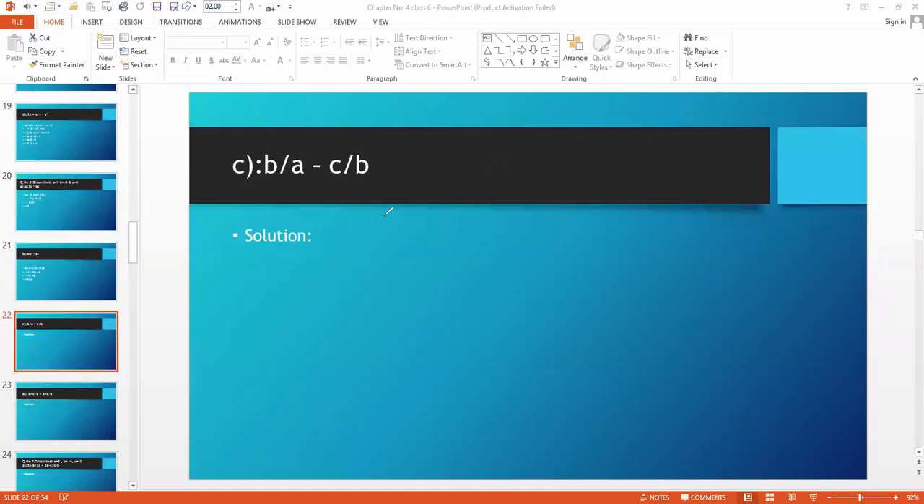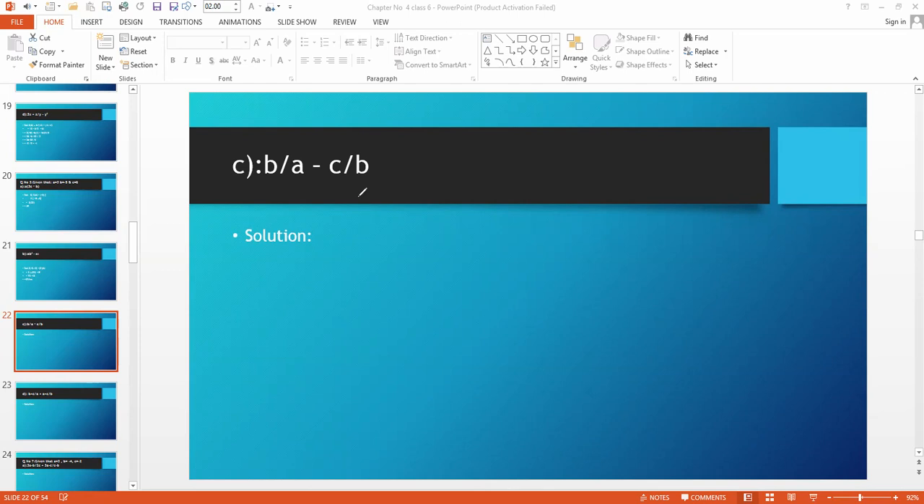Assalamu alaikum. Now we have to continue with question number 3 and come to part C, because part A and B we have already done. According to it, B over A is B over A minus C over B.